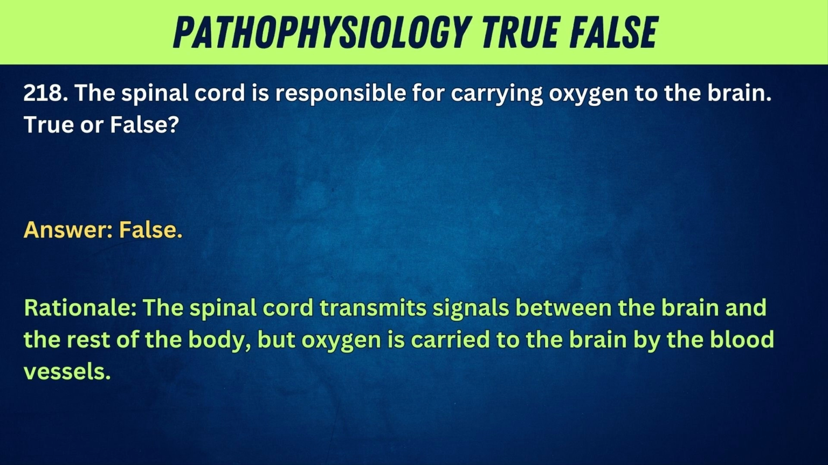The spinal cord is responsible for carrying oxygen to the brain. True or false? Answer: false. Rationale: the spinal cord transmits signals between the brain and the rest of the body, but oxygen is carried to the brain by the blood vessels.